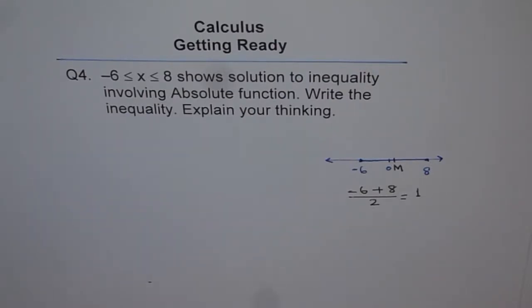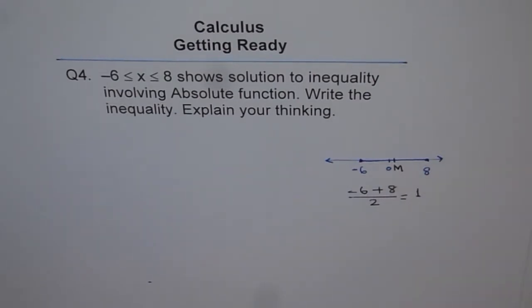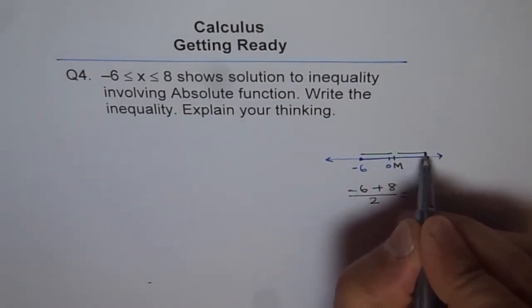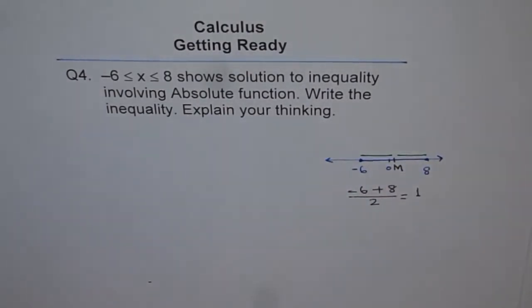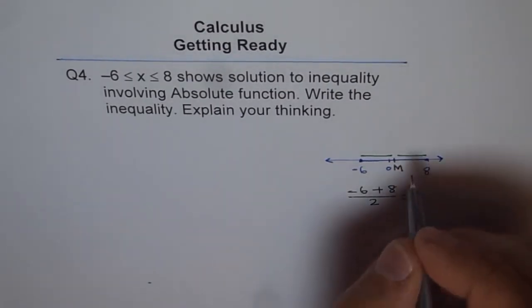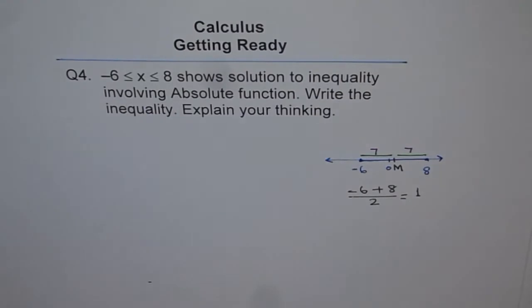Second thing is, if it is at M, then how far is it from the 2 endpoints? So we need to find out this distance. How much is this distance and how much is this distance? Of course, both the distances are the same because we are at the midpoint, right? So the distances are 7. 8 minus 1 is 7. So we are 7 away from the midpoint. Do you understand? So I'm getting you the solution by working backwards. That is the beauty of this solution, right?